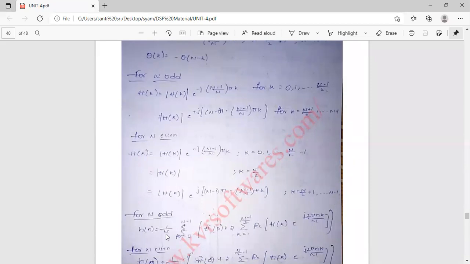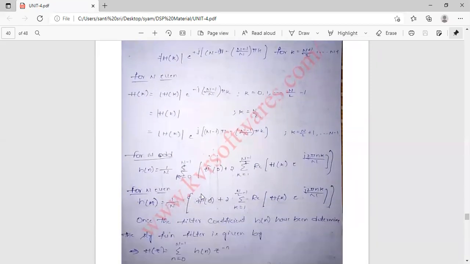For n odd, h of n equal to 1 by n into h bar of 0 plus 2 times sigma k equal to 1 to n minus 1 by 2 of real part of h of k into e power j 2 pi n k by n. For n even, h of n equal to 1 by n into h bar of 0 plus 2 times sigma k equal to 1 to n by 2 minus 1 real part of h of k into e power plus j 2 pi n k by n.